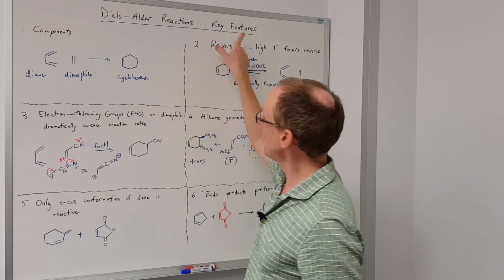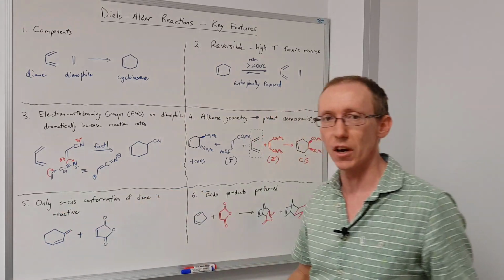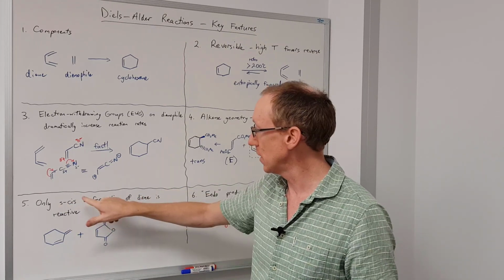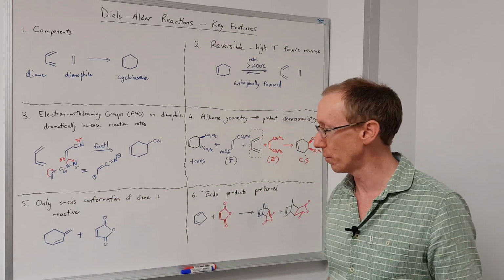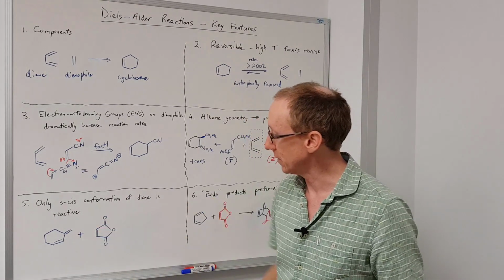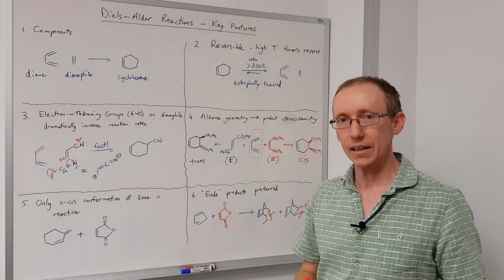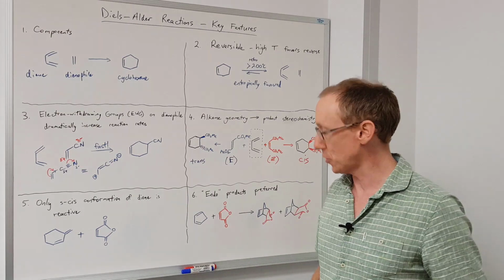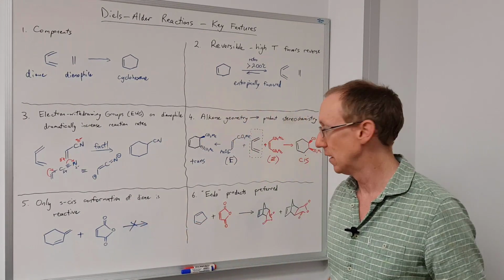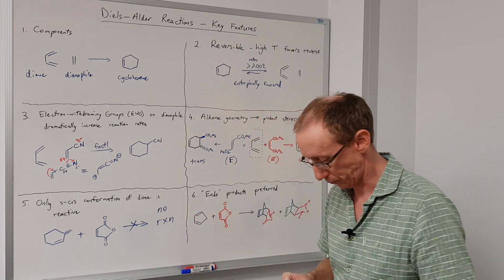Our fifth key feature is that only the s-cis conformation of the diene is reactive. S in this case stands for a single bond. So we're looking at the conformation around that single bond between the two alkenes. If we have a diene in which we can't get to an s-cis conformation, we do not get any reaction of that diene. So we get no reaction in this particular example given here.